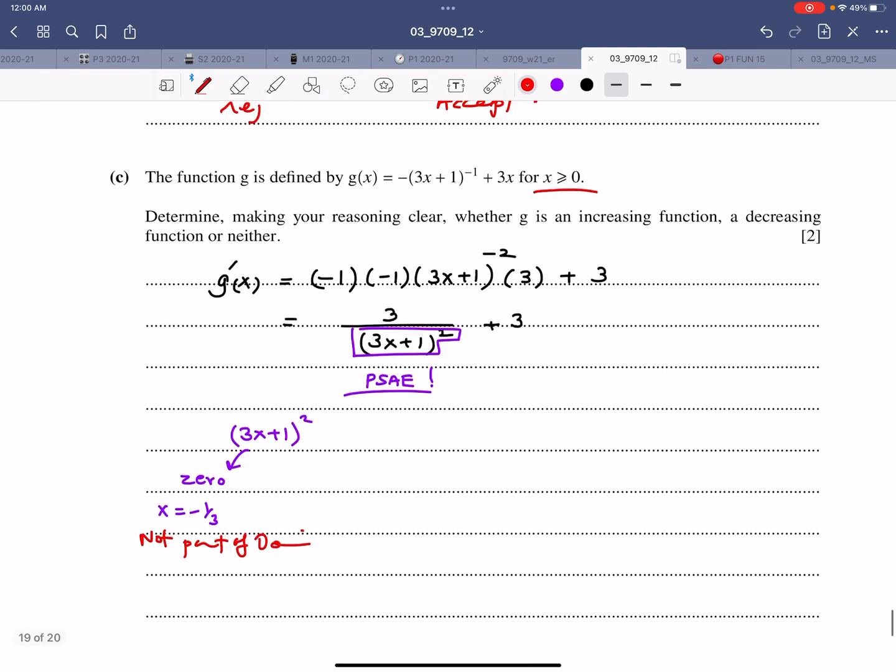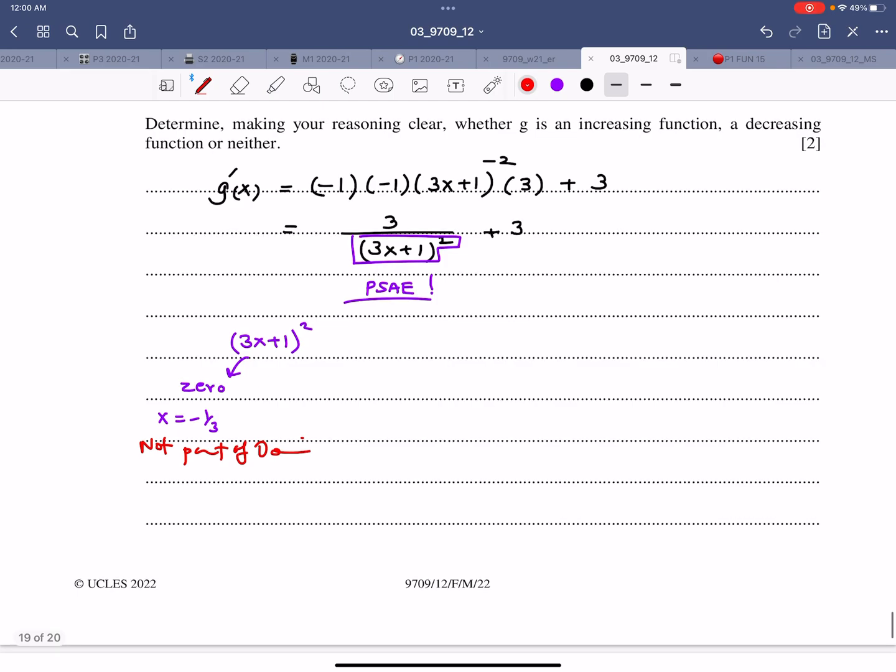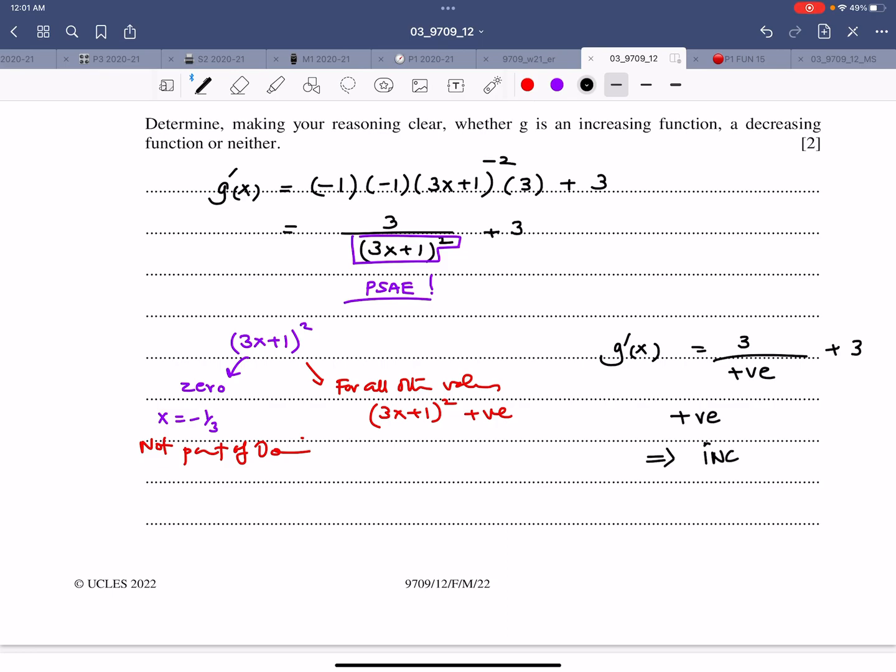That means for all other values, (3x plus 1) whole squared will be positive. Therefore, this g prime of x would be 3, which is positive, over something positive, and addition of 3 will still make it further positive, so it will always be positive. Therefore, the function will always be an increasing function of x.